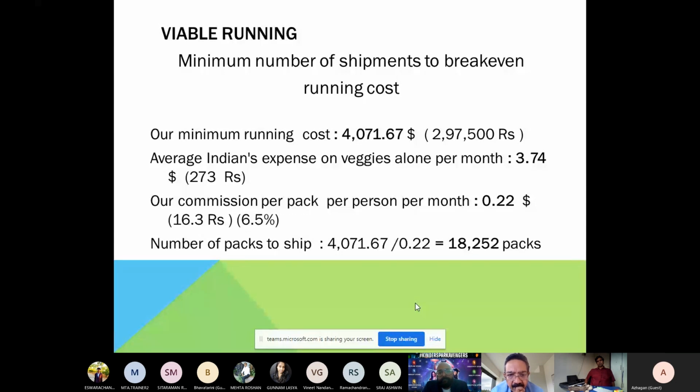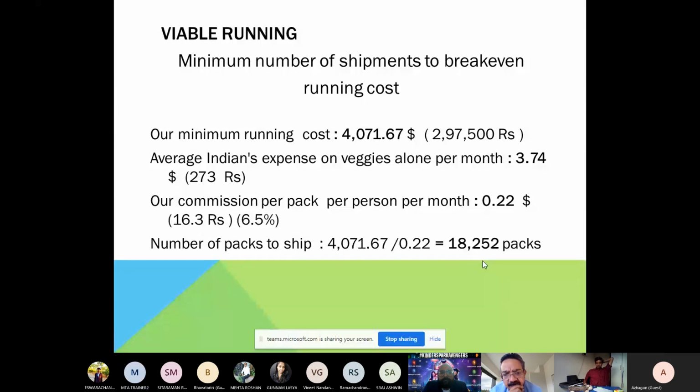And what is this? You are dividing 4,000 by 0.22. What exactly is that? The 0.22 is equal to 16.3 rupees in dollars. So 4,071 is the amount that we need for the monthly running expense. So that divided by the amount of commission we get per pack, we'll get the number of packs. That's the number of packs that you have to handle to break even. Yeah, 18,252.